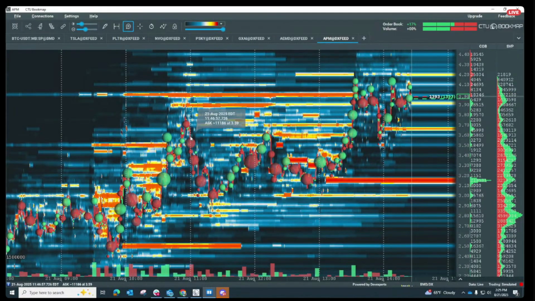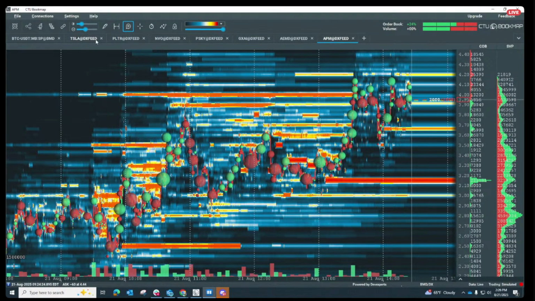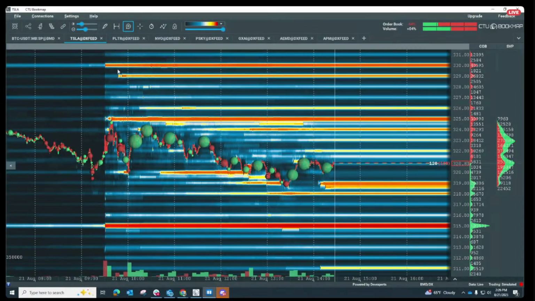Now, I don't know what everyone's experience is with the Bookmap platform, but some things are a little bit easier to read and some things a little bit more messy. This stock right here is a little bit more on the messy side, and I'll show you why when we look at something else. I'll show you something cleaner, so don't mind me bouncing around. Let me hop over here on Tesla.